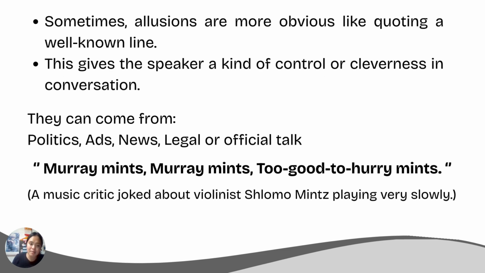Sometimes allusions are more obvious, like quoting a well-known or famous line. We can get these from movies, especially since there are many trending well-known movie lines now. This gives the speaker a kind of control or cleverness in the conversation, so it depends on the speaker how they use allusion. Allusions can come from politics, ads, news, legal, or official talk.